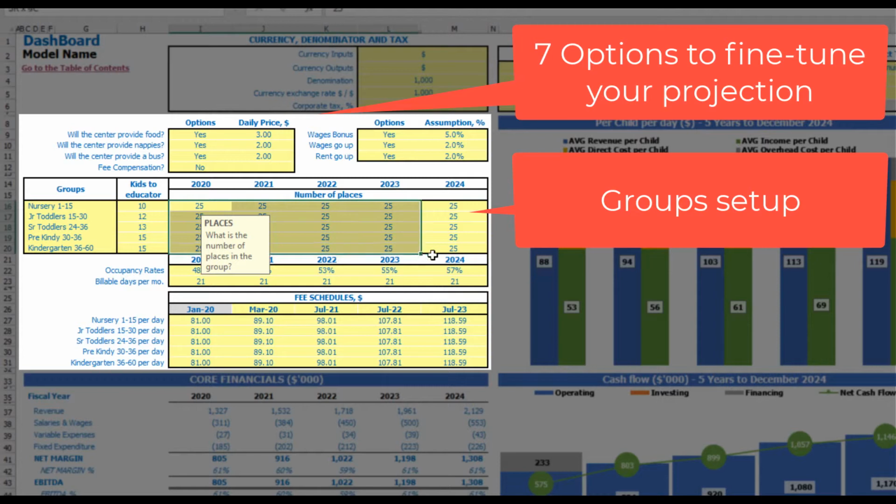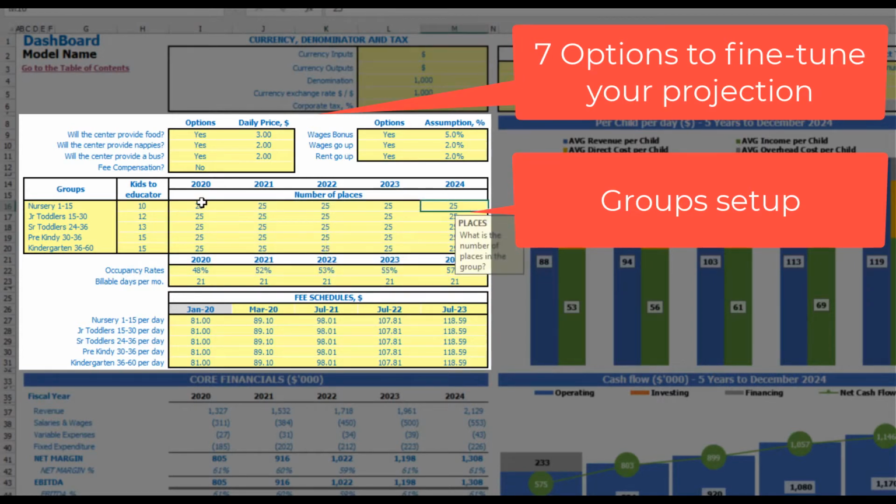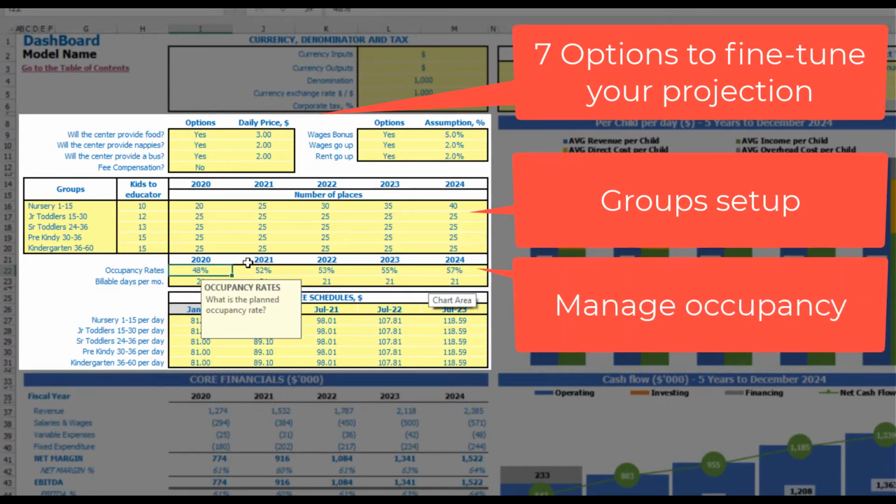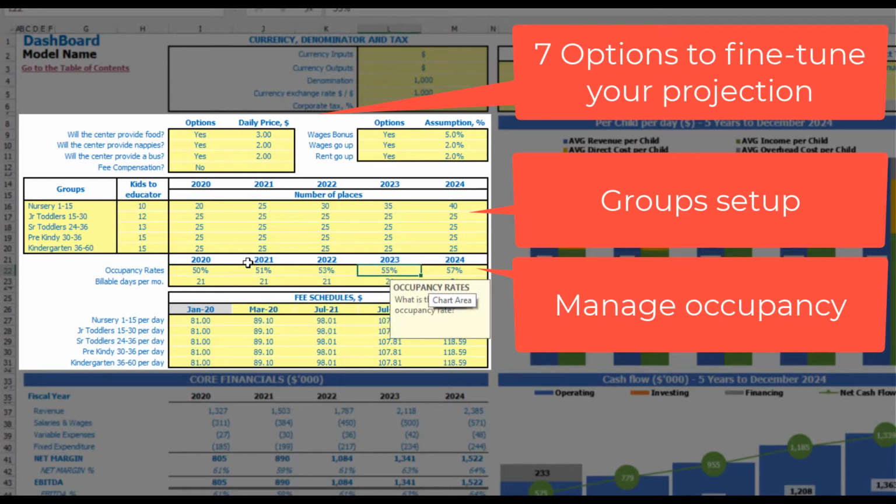You have the number of places in this group as well. It can be changed year over year, for example, 20, 25, 30, 35, 40. You have different occupancy rates across the years. So you can say in the first year you have occupancy of 50% for these places, and the next years it will be 51, 53, 55, 59, for example.